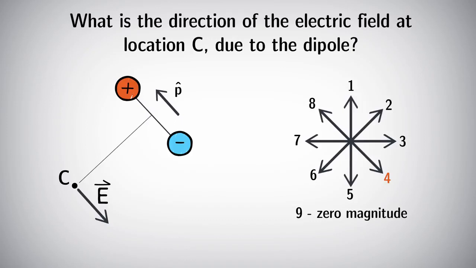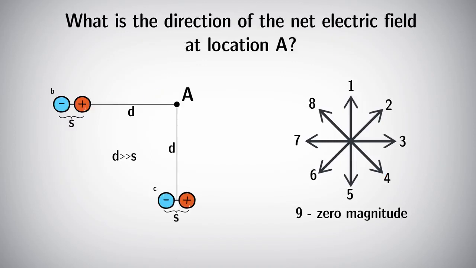Now let's try this question. What is the direction of the net electric field at location A? Here's a hint. We have 2 dipoles in this problem, so to find the answer, we will need to apply the superposition principle to find the total electric field due to both dipoles at the indicated observation location. The answer is number 3.